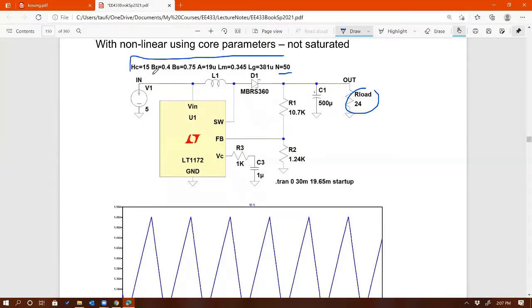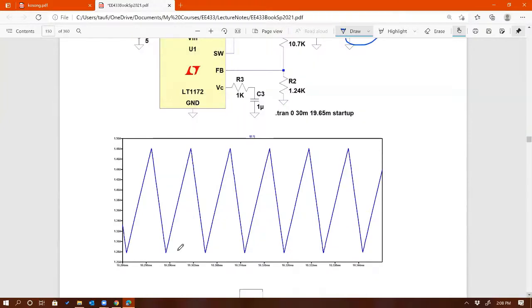If I set up the core to be this way, this is basically one core that I use, right? If I use this core and that design with 50 turns, then you can see that it is not saturated, right? It's a perfect triangle, just like before. So this one is not saturated.